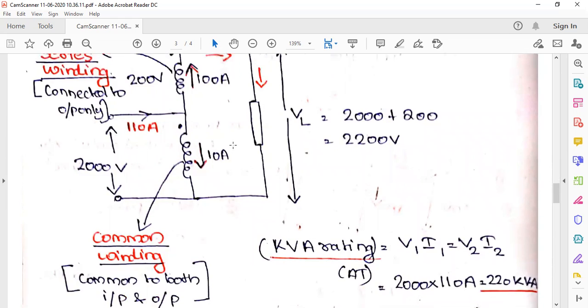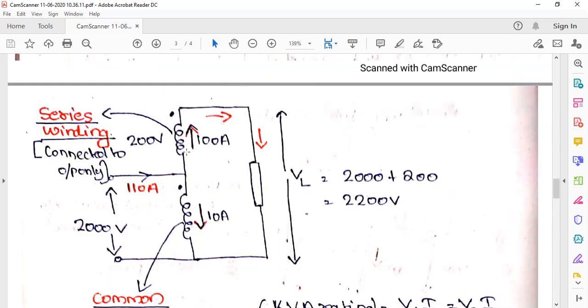Common means common to both the input side and the output side. And this will be the series winding. It will be in series with the load, so we call it the series winding. It is in series with the output, right?